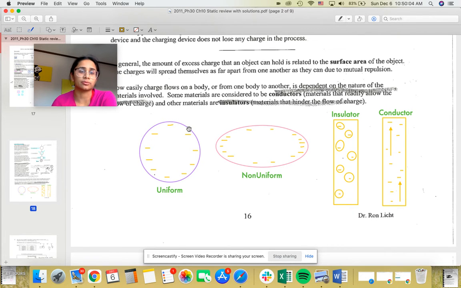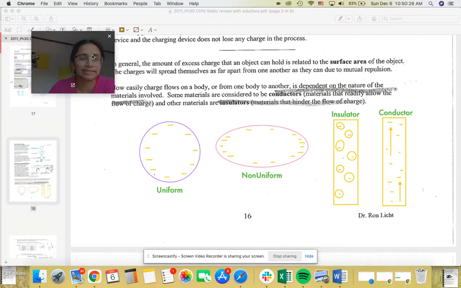So if it's a uniform object like this sphere, it's going to spread itself out as equally as possible. If it's not uniform, like this oval shape here, it's going to find that narrowest area, like near the edges right here, and not so much over here. You can see there's more charge here than there is here.